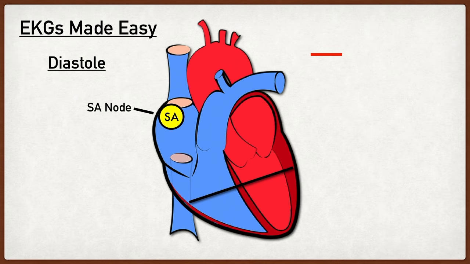When the SA node generates an action potential, that action potential will travel through the right atrium and depolarize it. It will also travel through Bachmann's bundle to the left atrium and depolarize the left atrium as well. This depolarization will lead to atrial contraction, which will increase the pressure of the atria and allow blood to flow from the atria to the ventricles at the end of diastole.